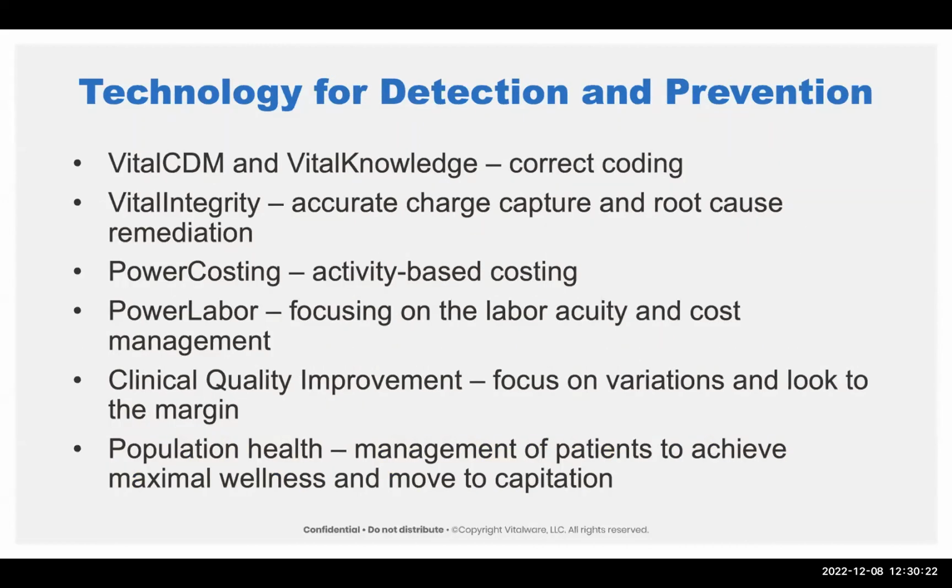The technology and detection that Catalyst offers, or VitalWare, is CDM and knowledge, correct coding, vital integrity, accurate charge capture, and root cause remediation. So am I seeing that every single ER visit is a level 3, and that we're not seeing the variance in there? Did I have level 5 ERs that don't come with any laboratories ever? And what's missing there? Power costing. This is very big right now.